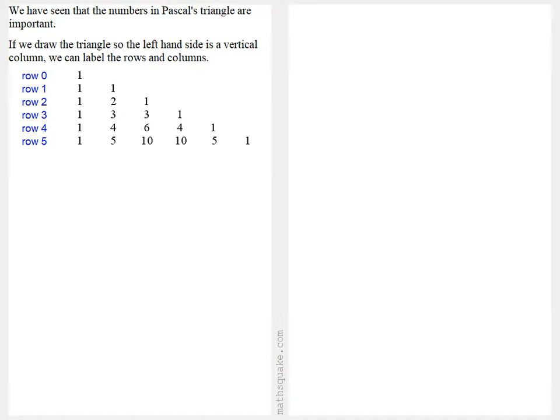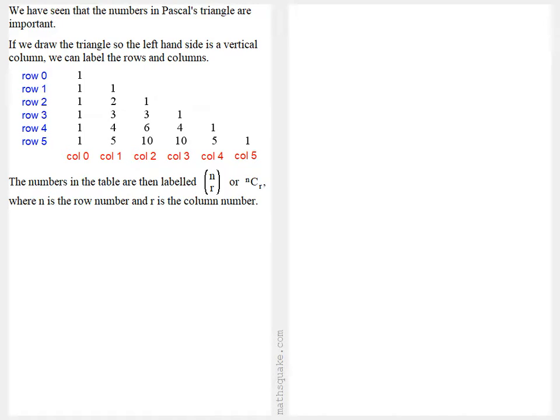It's useful to have 0 at the top because then the row number is the same as the number in the second column. Now in the same way we have a column 0, a column 1, a column 2, a column 3, a column 4 and a column 5. Now there are two ways we can refer to Pascal numbers.